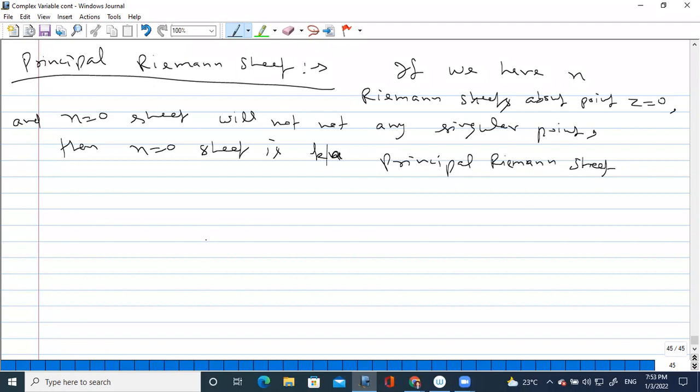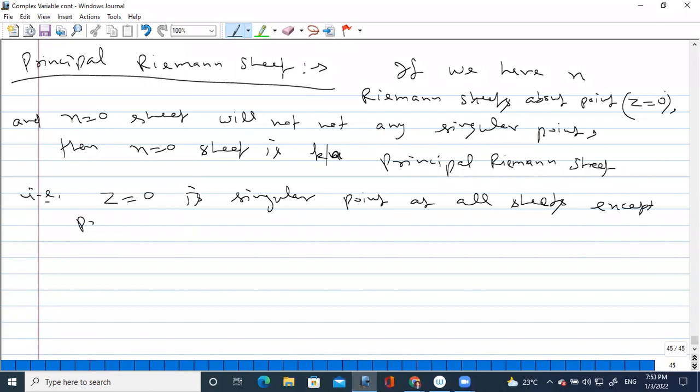Okay, it means z equal to 0 is a branch point singularity except for the n equal to 0 sheet. That is, z equal to 0 is a singular point for n equal to 1, 2, 3, 4, 5, all, but not for the n equal to 0 sheet. So a sheet which does not have any singularity is known as the principal Riemann sheet. So z equal to 0 is a singular point at all sheets except the principal Riemann sheet. Okay, so this is the definition of that.